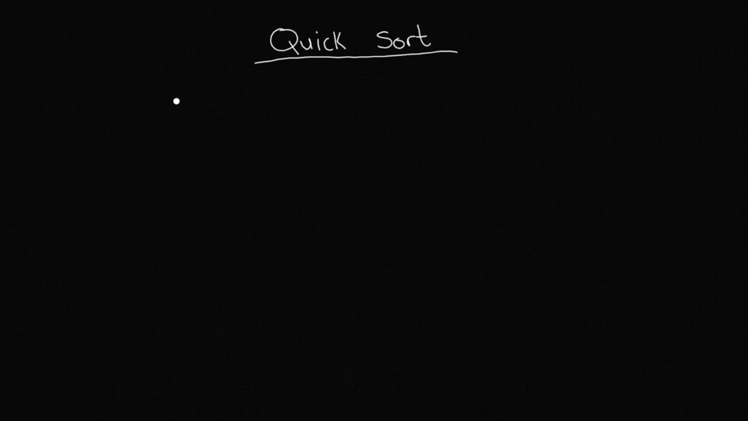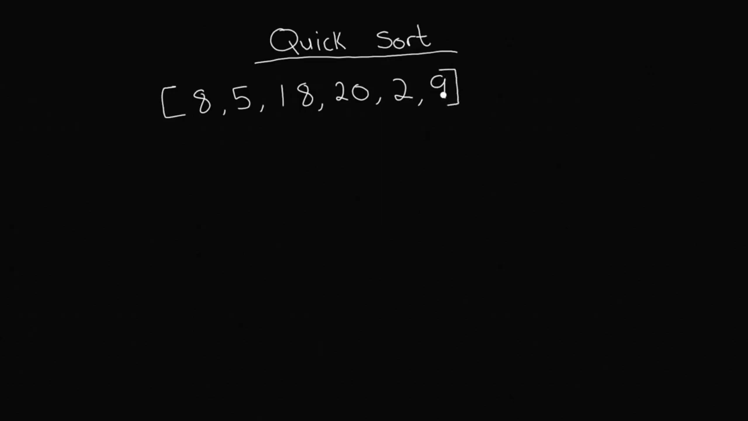So I'm going to create an example and we're going to jump into it. For this example, I'm just going to pick the numbers 8, 5, 18, 20, 2, and 9. So this is the array that we're going to work with. This is the array that we want to sort. So the first thing we need to do is pick a pivot.